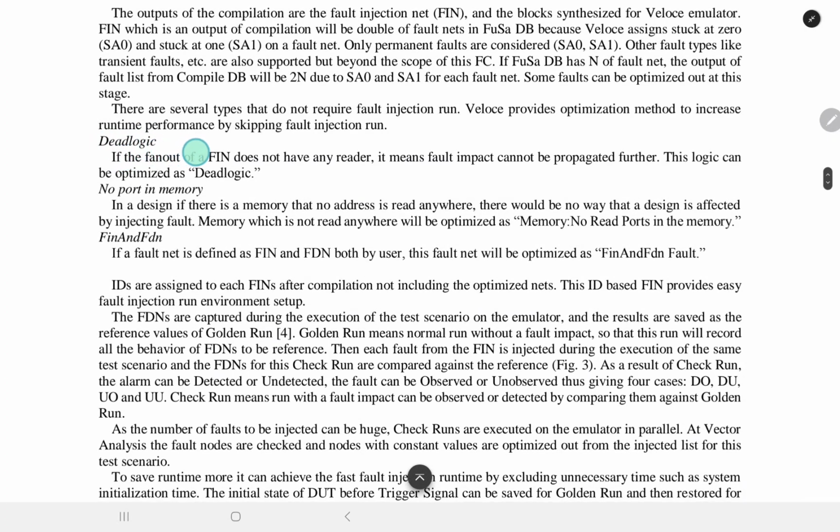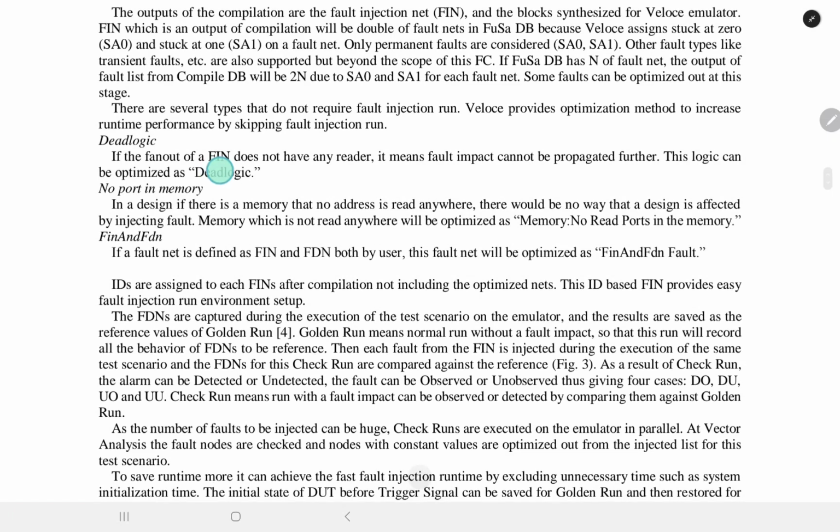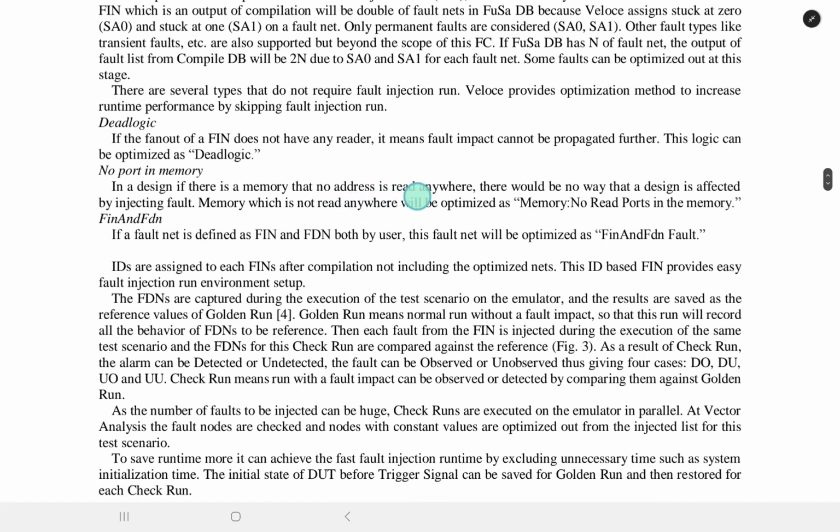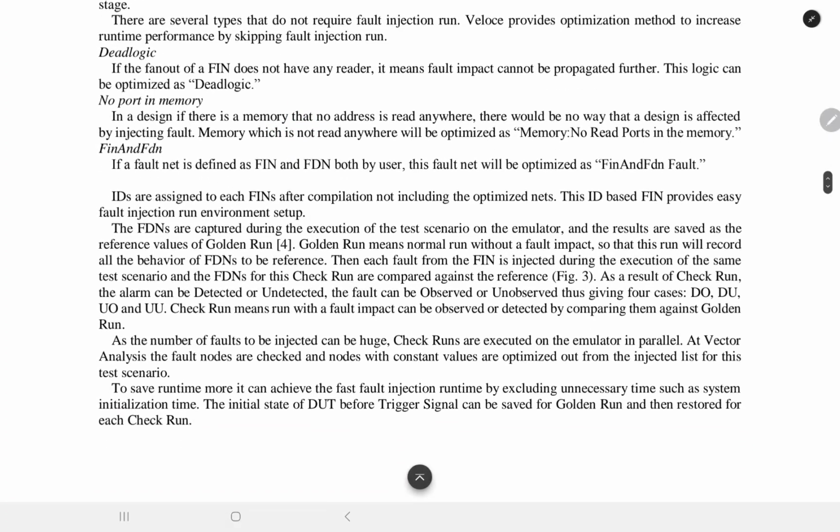No fan-out: if the fan-out of the FIN does not have any reader, it means the fault impact cannot propagate further, so this logic can be optimized. No read port in memory: if there is a memory whose data is not readable anywhere, there would be no way for the design to be affected by injecting a fault, so a memory with no read ports will be optimized. FIN and FDN: if a fault is defined as both FIN and FDN by the user, this fault net will be optimized as an FIN and FDN fault.